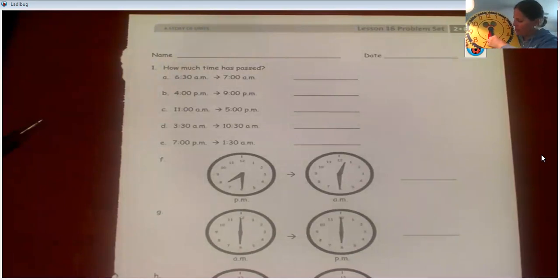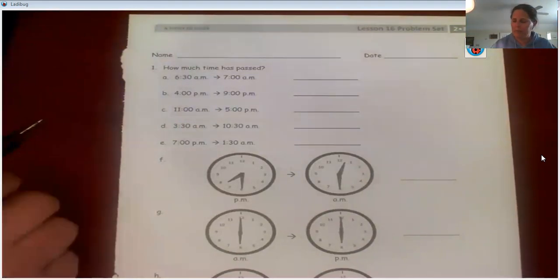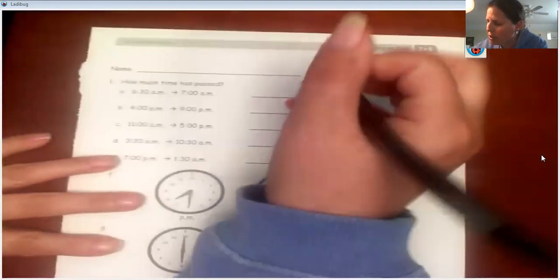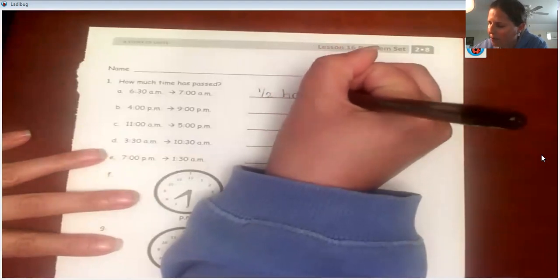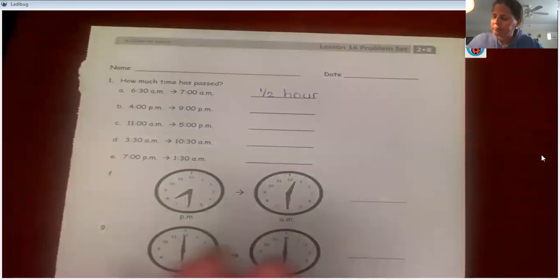But they have us starting at 6:30 a.m. So we're going from 6:30 a.m. to 7 a.m. So that is a time difference of half an hour or 30 minutes. So I'm going to write 1/2 hour for letter A.